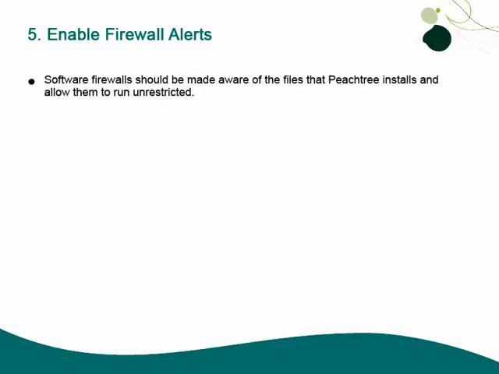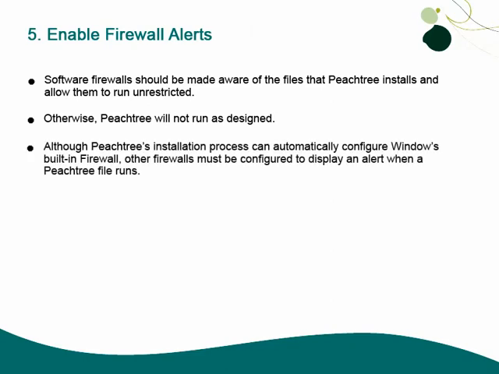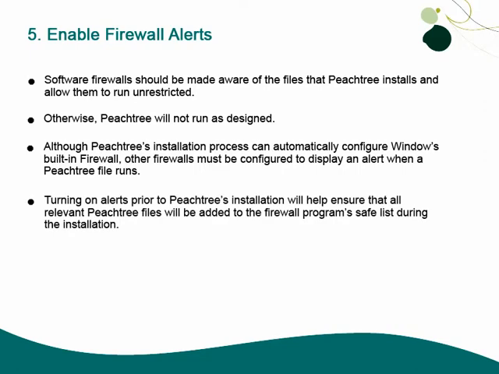Software firewalls running on your system should be made aware of the files that Peachtree installs and allow them to run unrestricted. Otherwise, Peachtree will not run as designed. Although Peachtree's installation process can automatically configure Windows' built-in firewall, non-Microsoft firewalls such as McAfee, Norton, and Zone Alarm must be configured to display an alert when a Peachtree file runs for the first time on the system. Ensuring that your firewall's alert setting is turned on prior to Peachtree's installation will help you make certain that all relevant Peachtree files are added to the firewall program's safe programs list during the install.